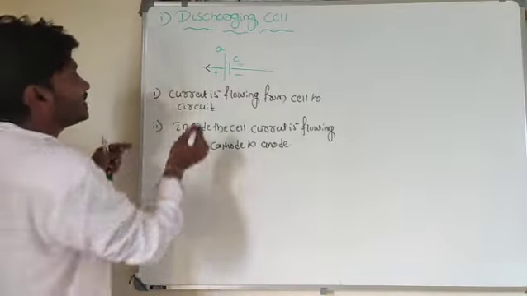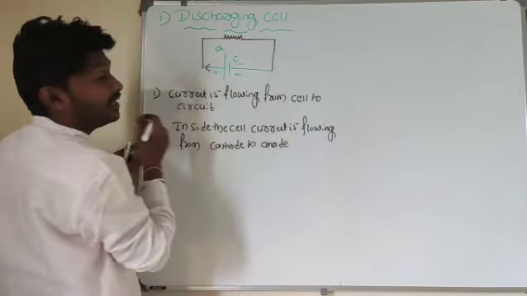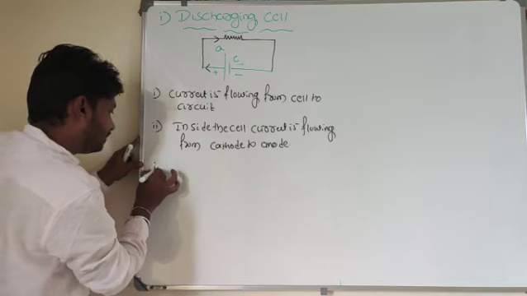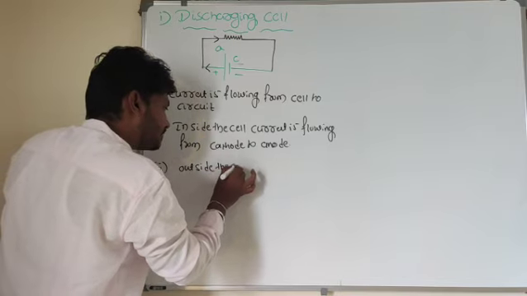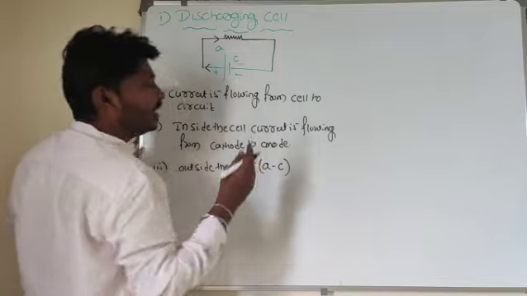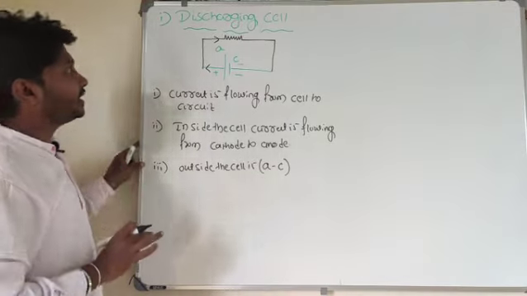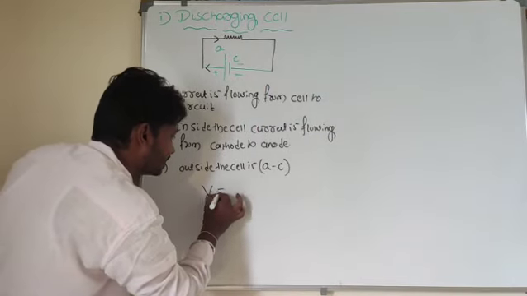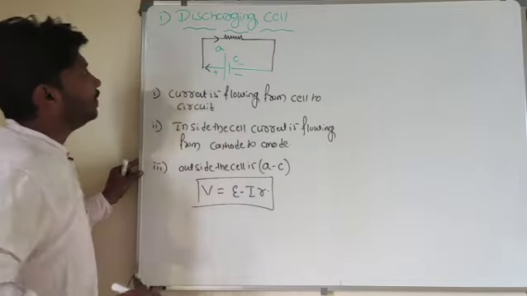So what about outside the cell? Outside the cell, for example take one resistance here. What about the current outside the cell? Outside the cell it is from anode to cathode. So anode to cathode outside the cell, and inside the cell cathode to anode. What is the mathematical expression for terminal potential difference and EMF in the case of a discharging cell? That is V is equal to E minus I into r. So this is about the discharging cell.